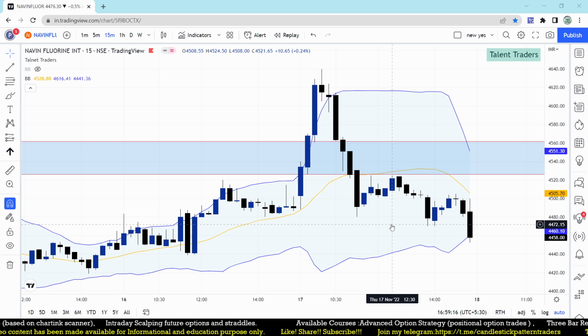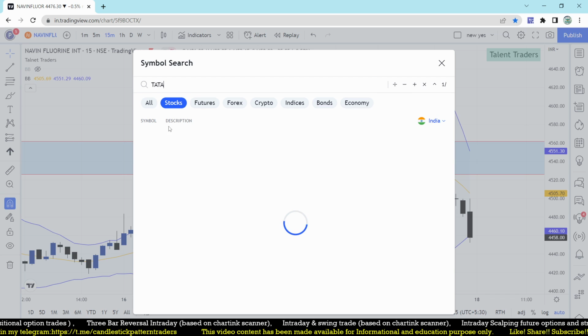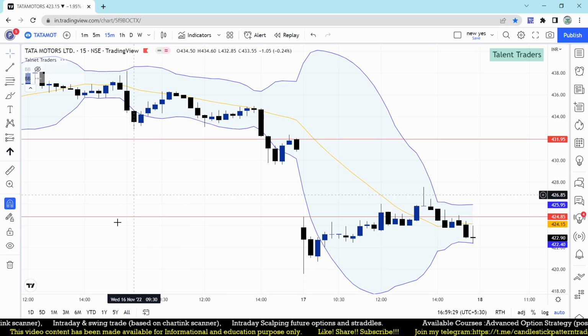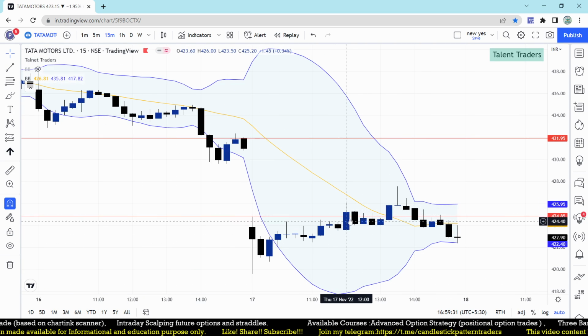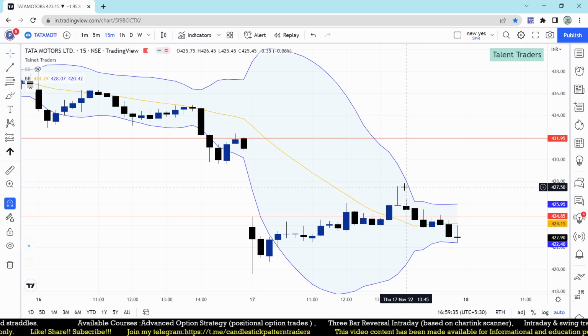Those who watch my live sessions may know this very well. Based on the same pattern, we saw Tata Motors in the morning, but it was not triggered at first. It triggered at our entry point around 125, then moved to 127.5. Almost 2.5 rupees generated.